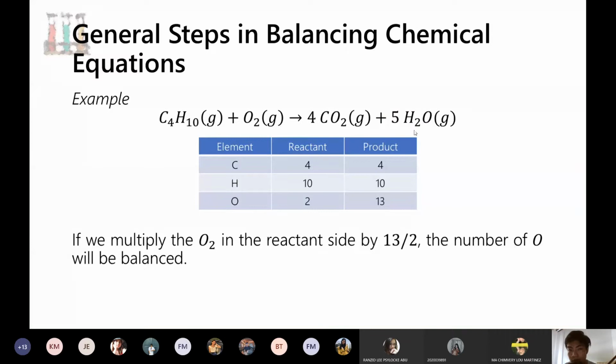Then, lastly, pag nabalance nyo na yung carbon, then yung hydrogen, you begin counting the oxygen atoms in the product side. So, tingin ka sa product side. Ilang oxygens meron ka? So, you have 4 times 2 oxygens. So, this is 2 oxygen times 4. Again, you multiply the subscript by the coefficient. So, you have 2 oxygens here times 4. So, that's 8 plus 1 oxygen here times 5. So, 5 yon. So, that's 8 plus 5, 13.